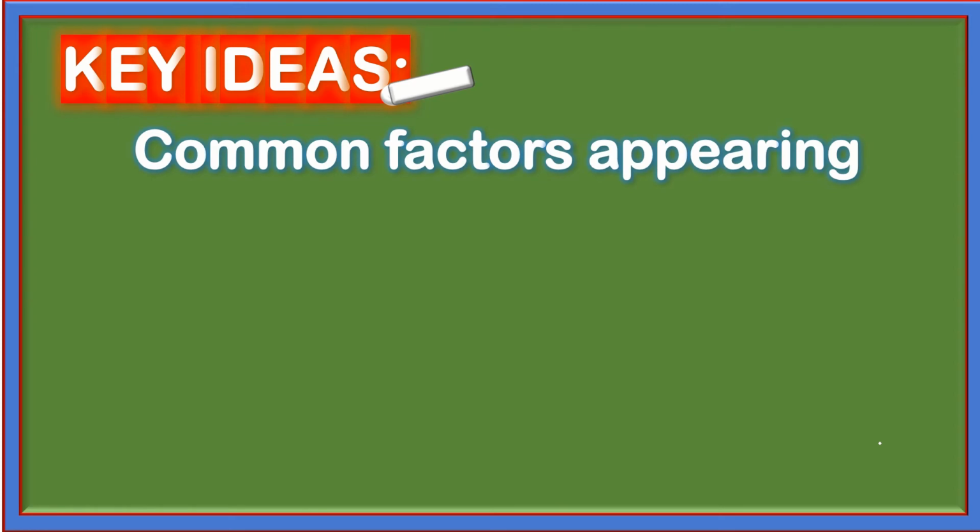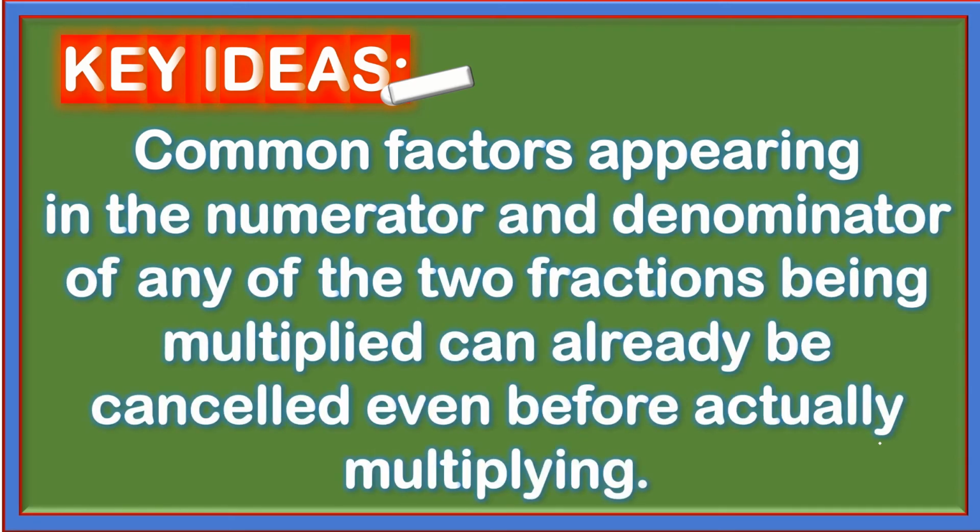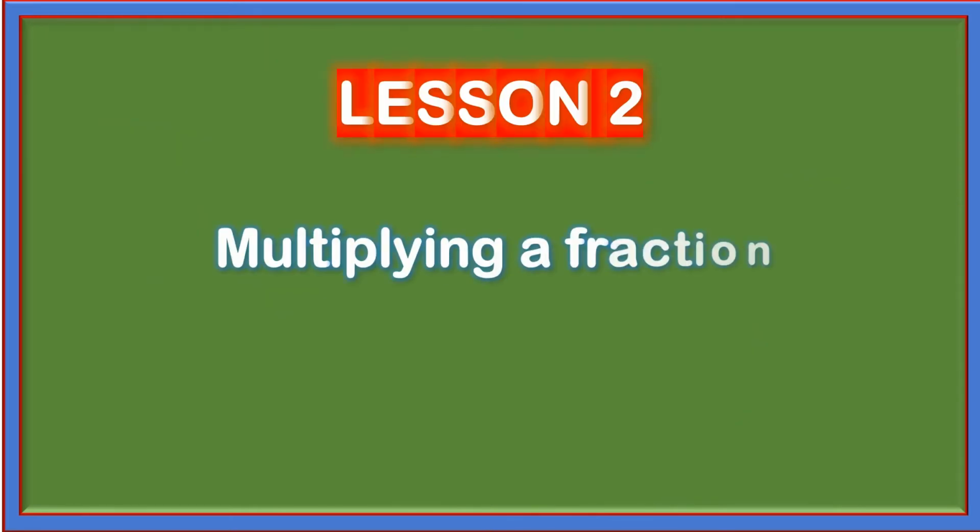Okay? Very good. Another key idea. Common factors appearing in the numerator and denominator of any of the two fractions being multiplied can already be cancelled even before actually multiplying. Yun po yung ginawa natin kanina. So, kinancel natin yung number na pwedeng ma-divide nung isa, yung numerator at saka denominator. Yun na po yung ginawa natin. Cancellation. Okay?